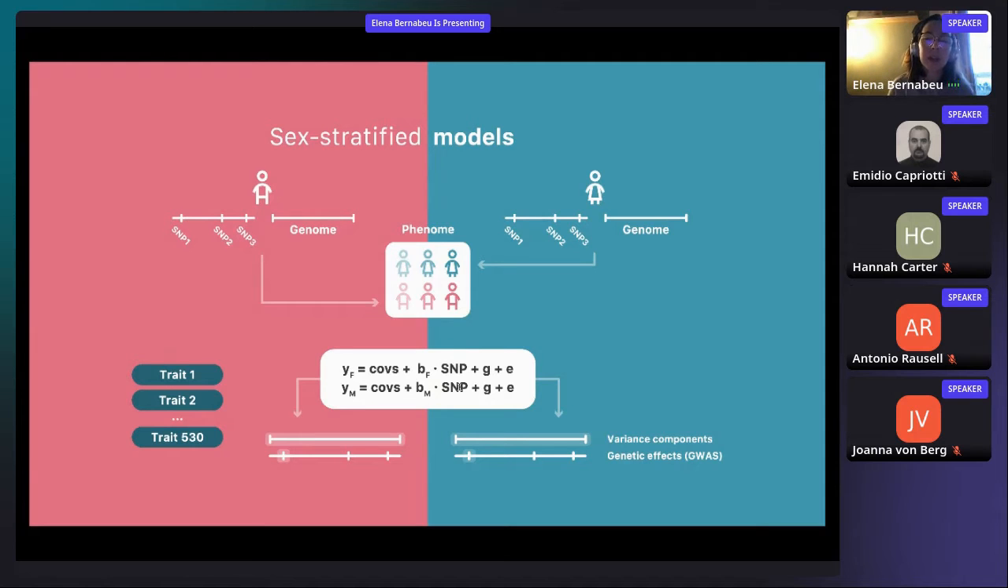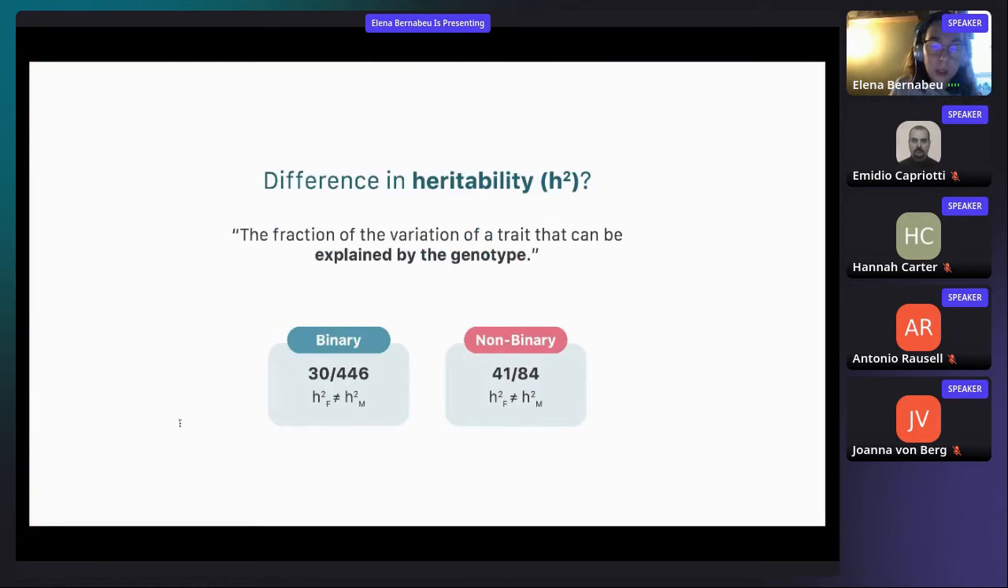On the other hand, it allows us to estimate the genetic effect of each individual genetic variant, here with a beta I've described, a BF or a BM. It allows us to describe each genetic effect to each of the 530 phenotypes that we are considering here. So once we've established and fit our models, we began to ask the questions whether we could find gene by sex interactions, and how, and what does this mean?